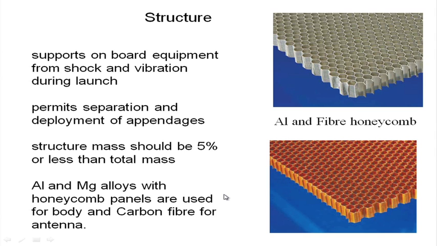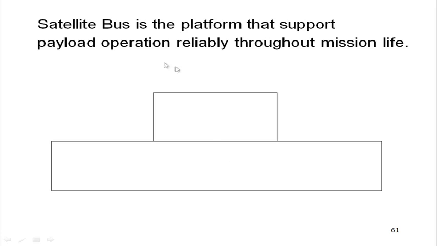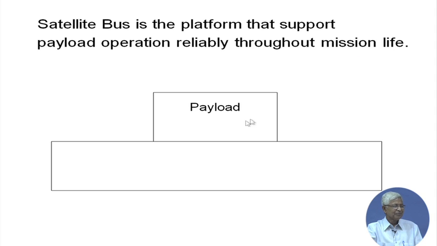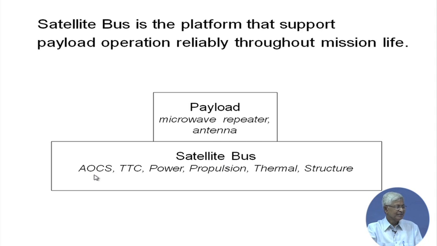So, with this, very briefly we have gone through the different parts of the subsystem which make up the satellite bus. Let us go back to that old diagram: the satellite bus is the platform that supports the payload operation reliably throughout the mission life, and the payload is mostly the microwave repeater and the antenna, and the satellite bus is AOCS, TTC, power, propulsion, thermal and structure. Briefly we have gone through each of them, except propulsion, which we did not do much of, as we have taken it as part of AOCS, right.